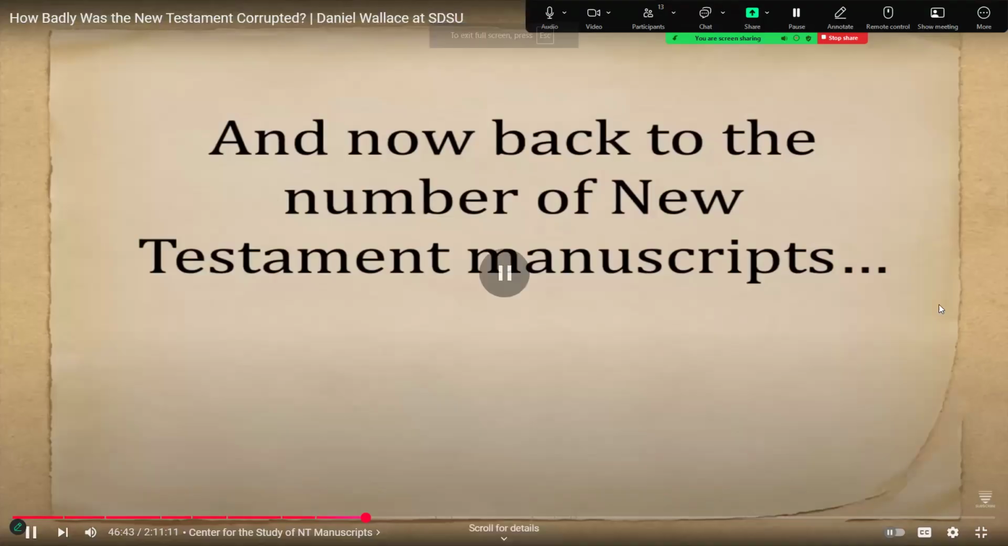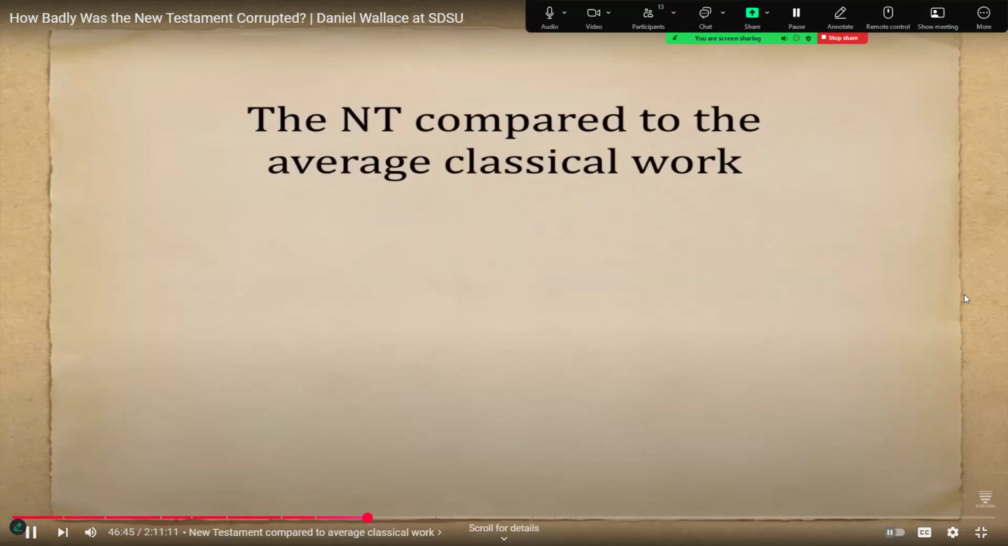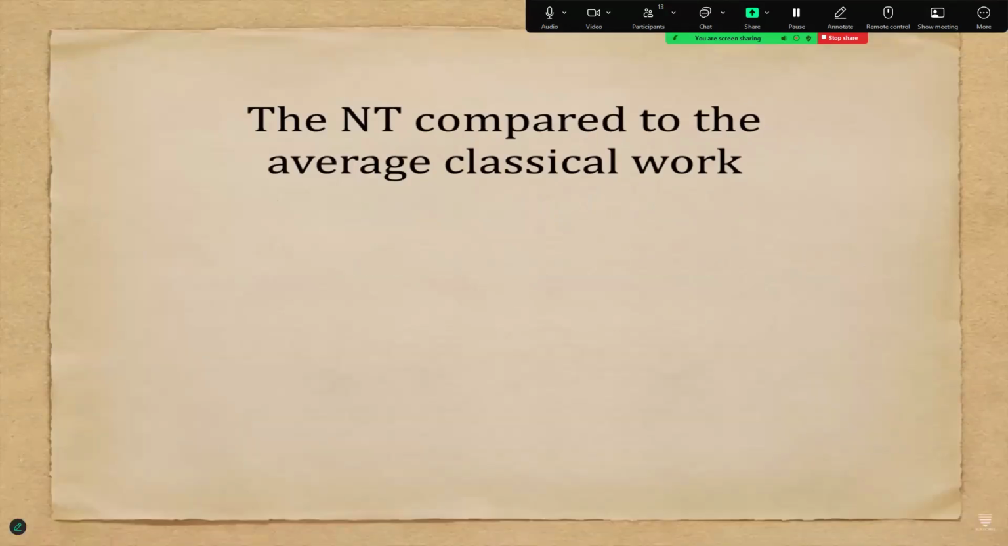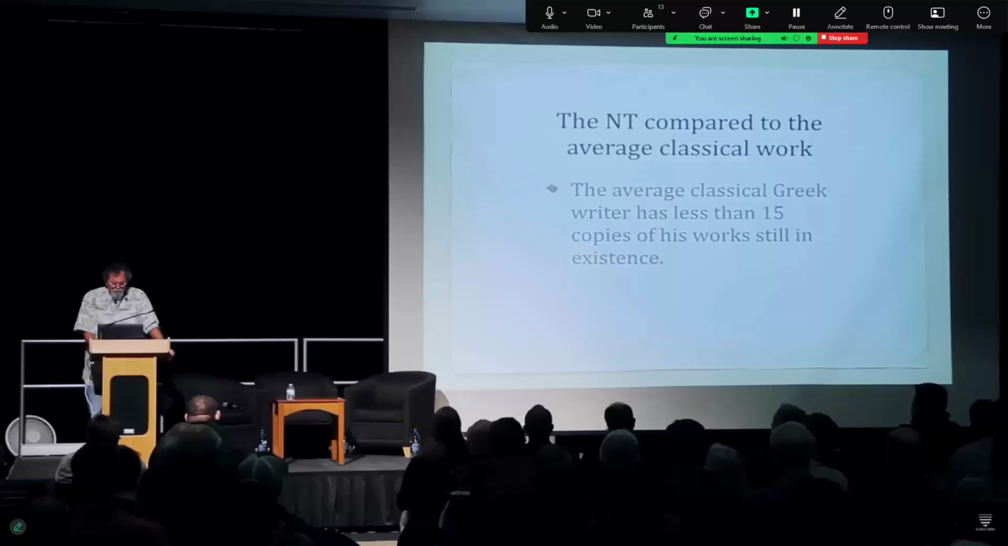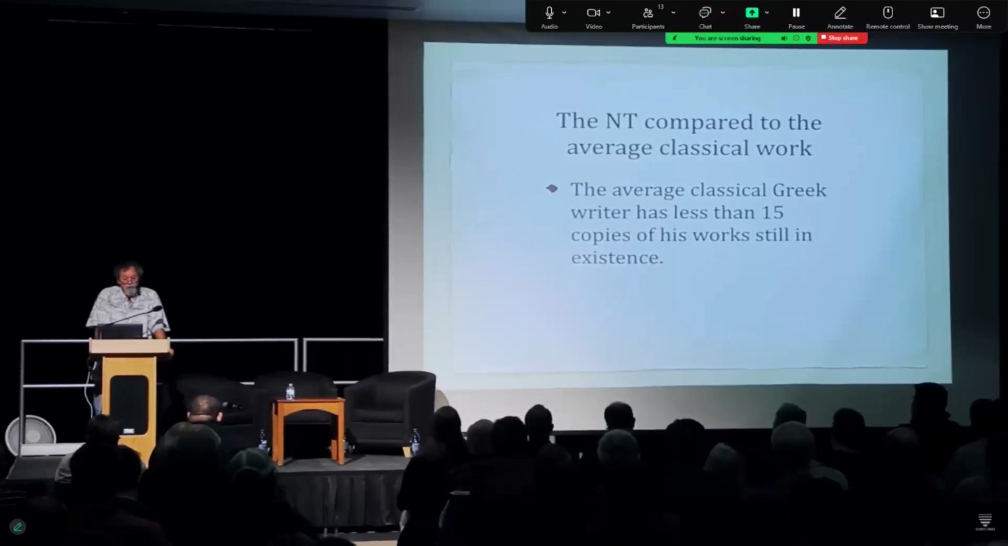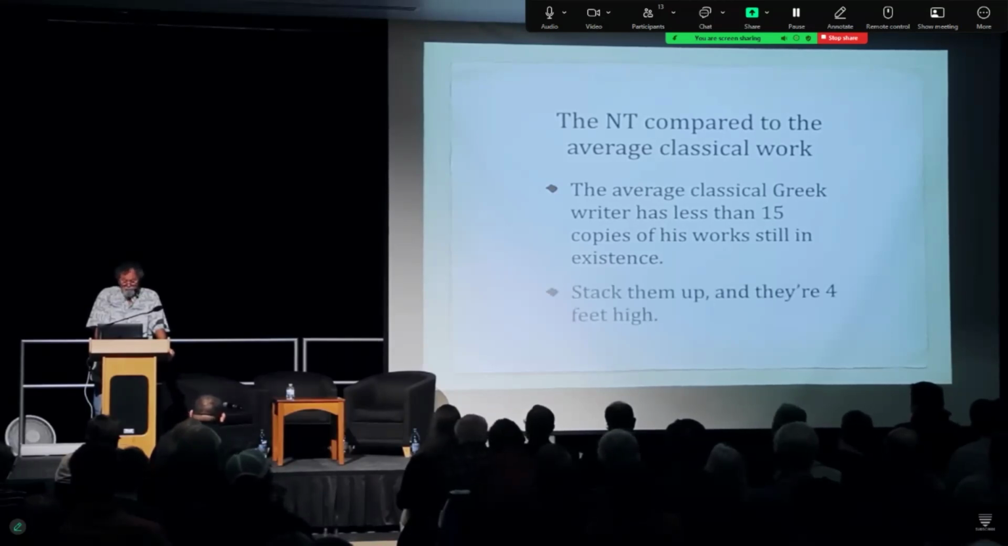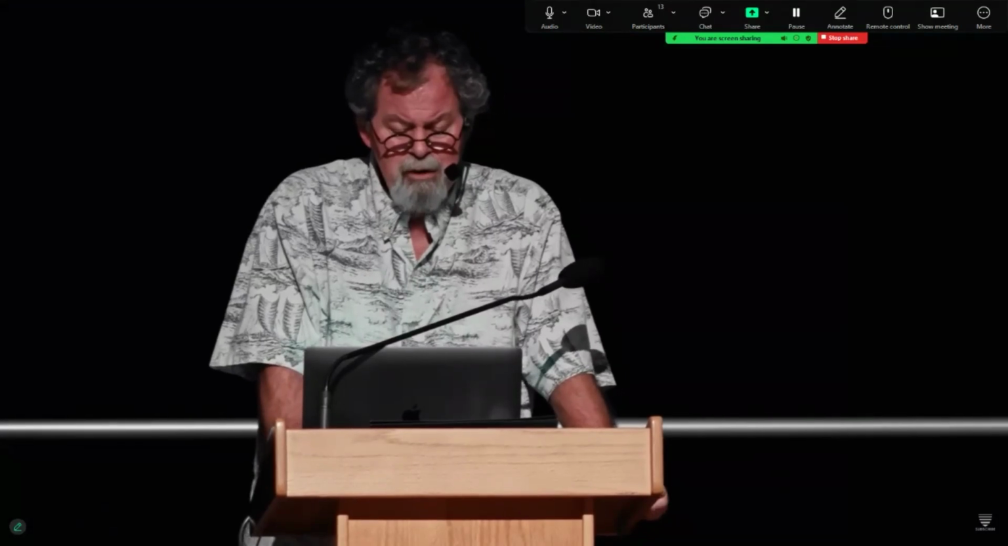The New Testament, if you were to compare it to the average classical work, what would we end up with? Well, the average classical Greek writer has less than 15 copies of his works still in existence. You stack them up, they're about 4 feet high. So how would that compare to the New Testament? I thought about this, about how can I express this visually?